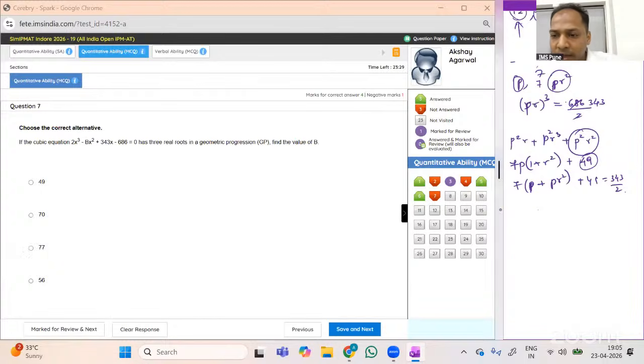Not getting any help. If I divide throughout by P, if I divide throughout by 7, that becomes P plus PR square plus 7 is equal to 343 by 2, 49 by 2. Okay, so P plus PR square is coming out to be equal to 24.5 minus 7. So that's 35 by 2.